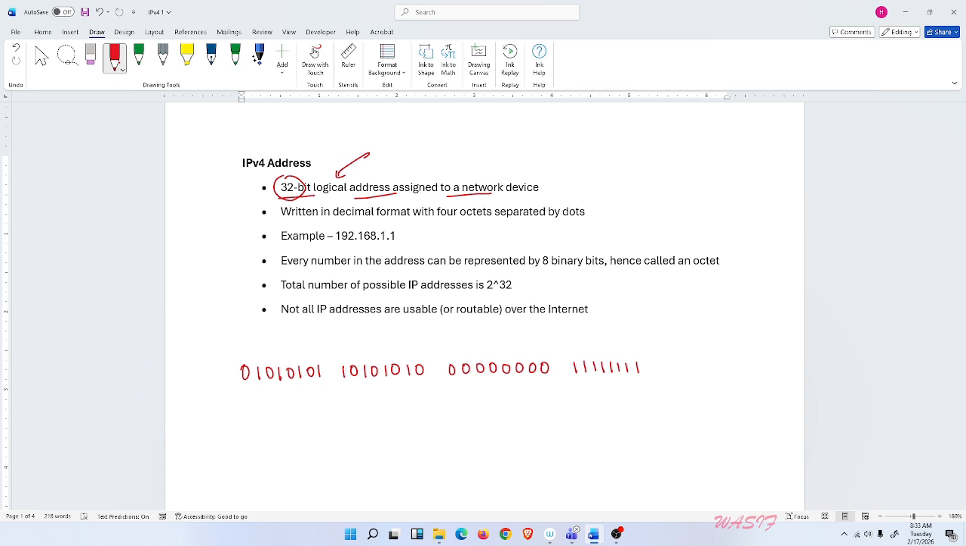Now, look at here very carefully. We configure it on a network device, and mostly it will be configured on an interface. Another name of the interface is port. So you can configure it on a port, you can configure it on an interface, they're the same thing.